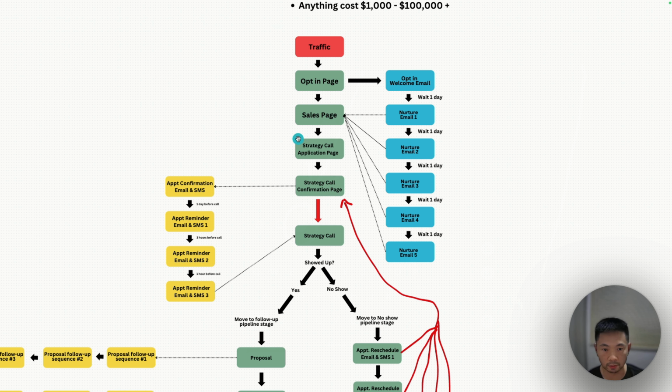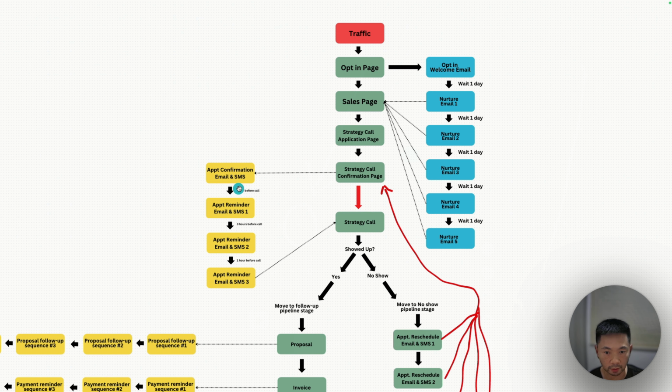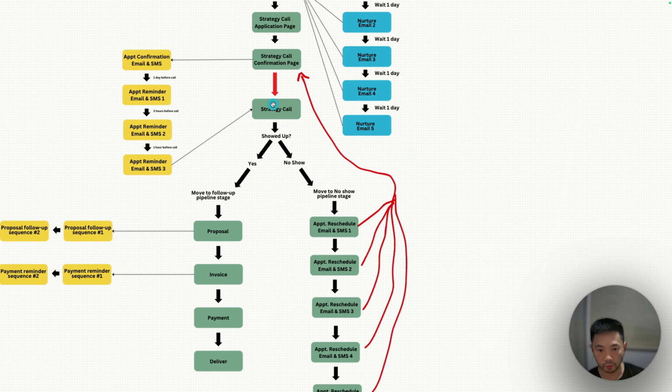The time and date depends on what they book on your calendar. For this to happen, after they booked on your calendar, we will send them appointment confirmations through SMS and email. And then one day before, you can send another SMS and email. 3 hours before, another SMS and email reminder, and 1 hour before. And the reason why we do this is so that we can increase the show up rate of people coming to your strategy call. Once they're on the strategy call, it's either they show up or they don't show up.